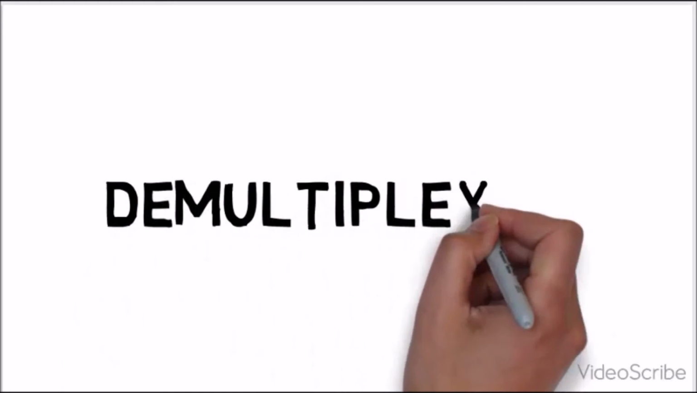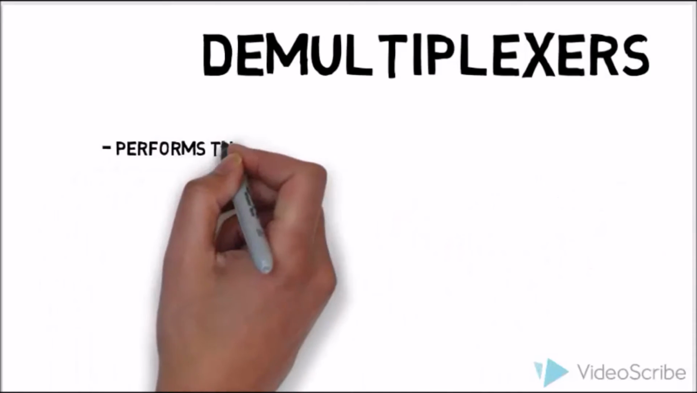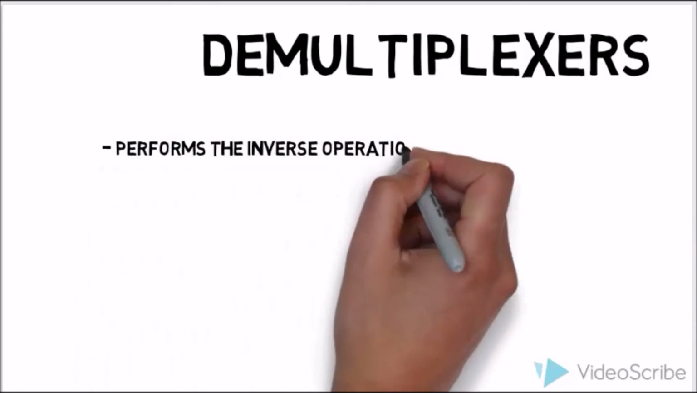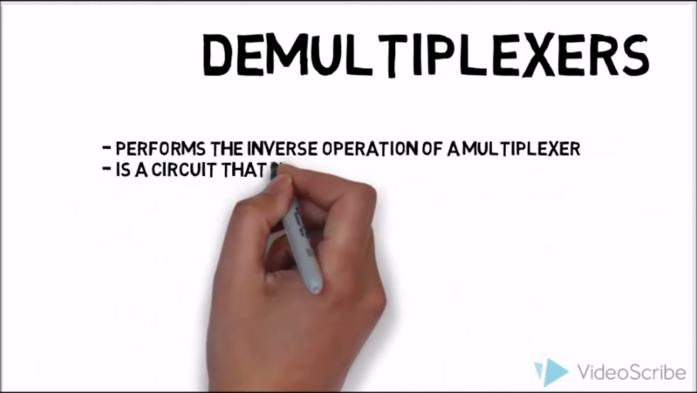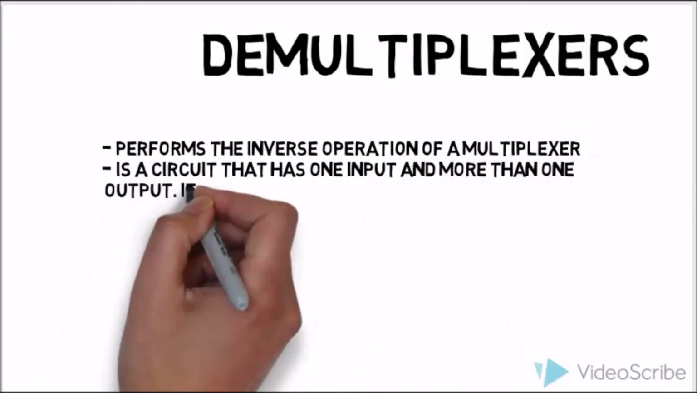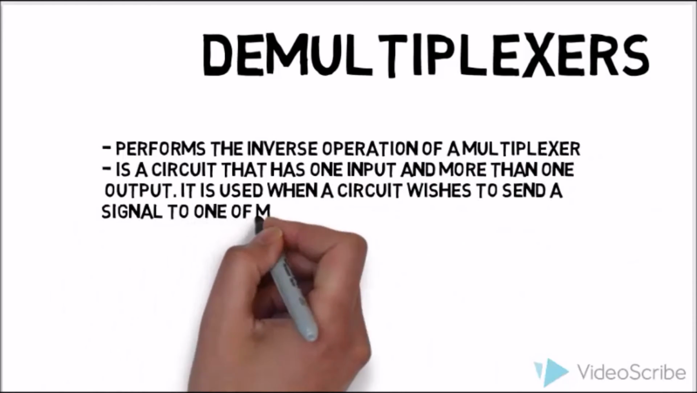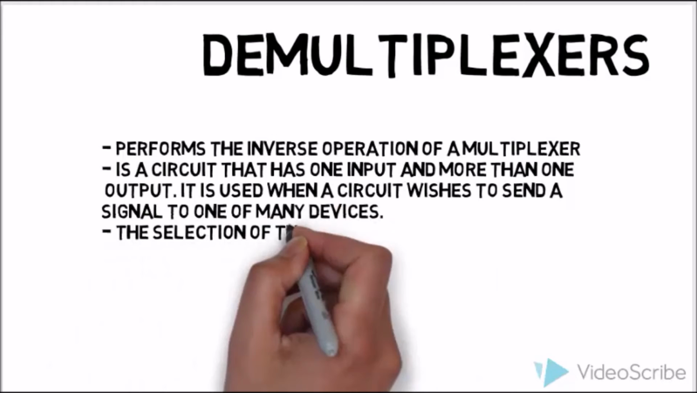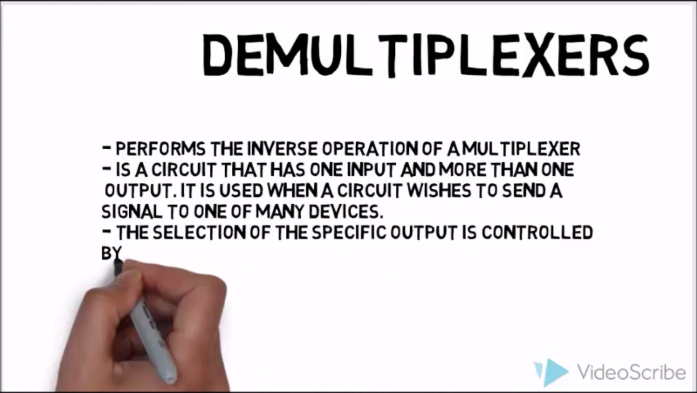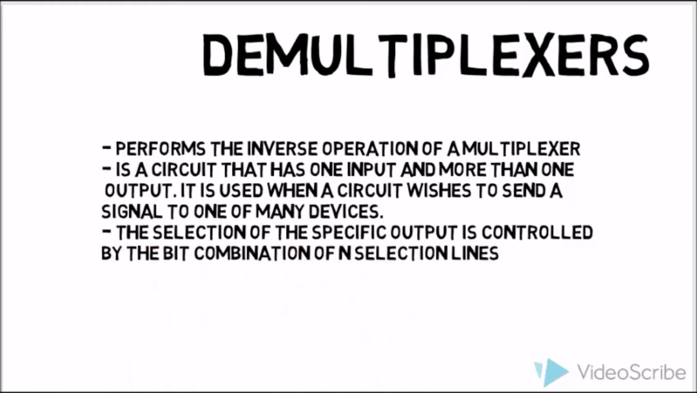Lastly, we have the demultiplexers. It performs the inverse operation. A demultiplexer is a circuit that has one input and more than one output. It is used when a circuit wishes to send a signal to one of many devices. The selection of the specific output is controlled by the bit combination of n selection lines.